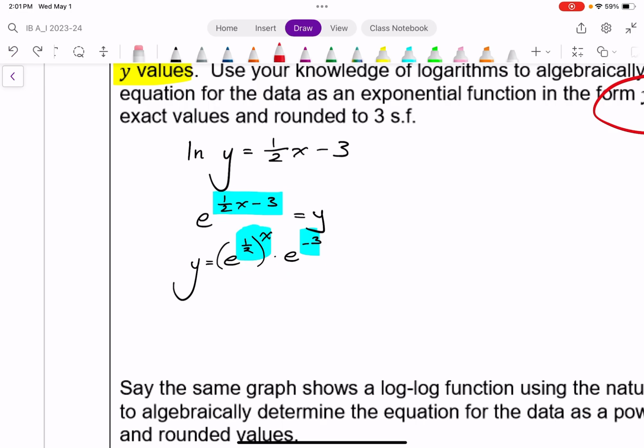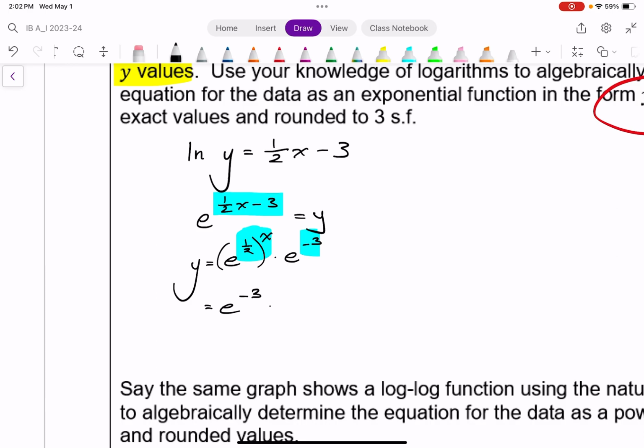All right, if I do that, then e to the -3 is a constant, so I'm going to write that first. I get e to the -3 times, right here, I'm just going to write this as e to the power of 1/2 all to the x. Keep in mind, e to the -3 is a constant, and so is e to the 1/2. And that e to the 1/2 is my constant base.